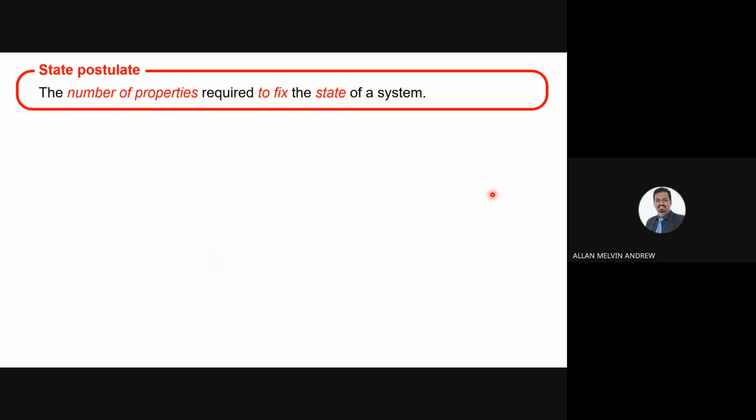Then we have another term called the state postulate. It is the number of properties required to fix the state of a system. Like I said earlier, the system earlier has three properties that you need to fix the state of the system: the mass, the temperature, and the volume. Maybe a different system has a different number of properties that you need to fix. So this is in line with what I explained earlier.